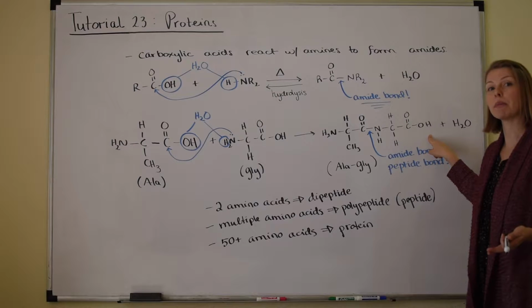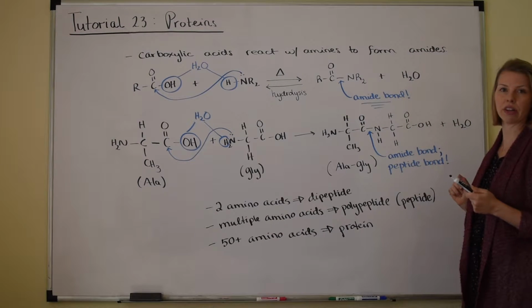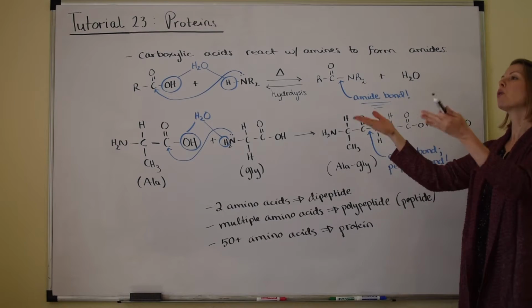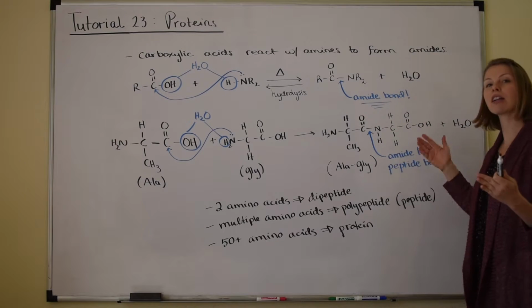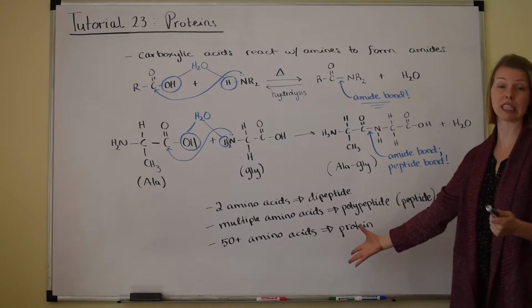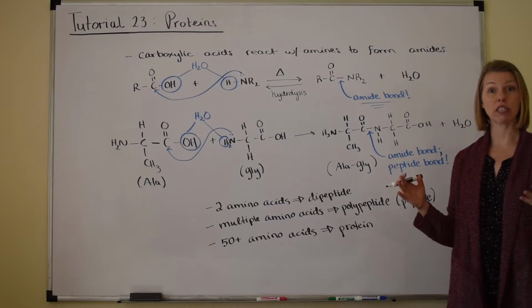Okay, so you can imagine that this free carboxylic acid of this dipeptide is available now to react with the amine of another amino acid. Then you'd have three linked together. And then the free carboxylic acid of that amino acid would react with the amine of another amino acid, and you'd have four linked together, and on and on and on until you get 50 or 100 or hundreds of amino acids making up that larger protein.